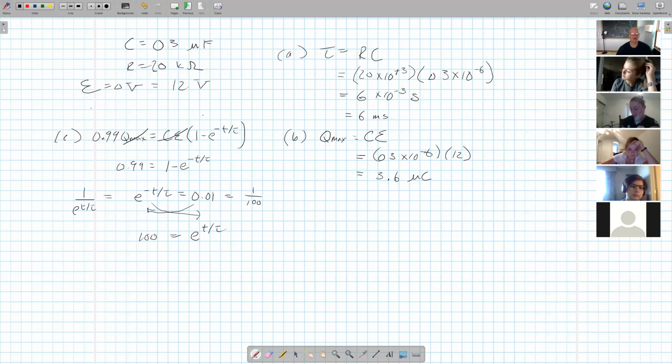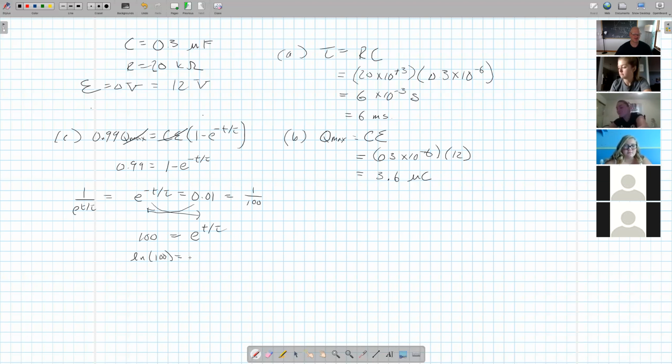So, quick question. How do you get rid of an exponential? What is the inverse operation of an exponential? Log. Which one? Natural logarithm. There you go. That's right. So natural log. So we're going to take a natural log of both sides. So I get a natural log of 100 is then equal to the natural log of e to the t over tau.